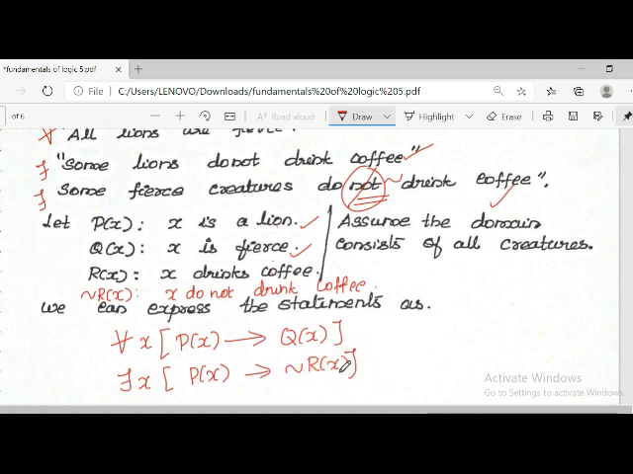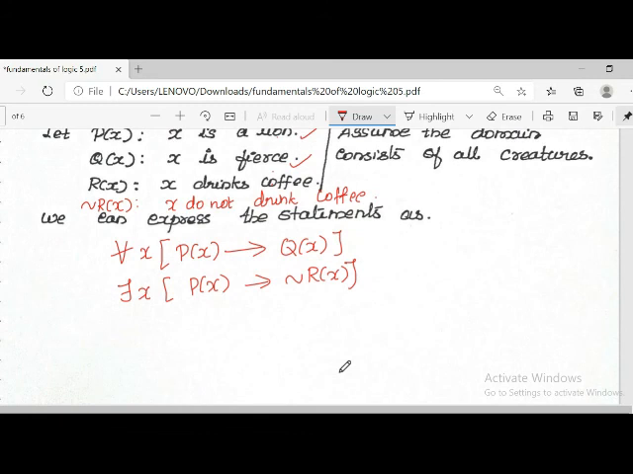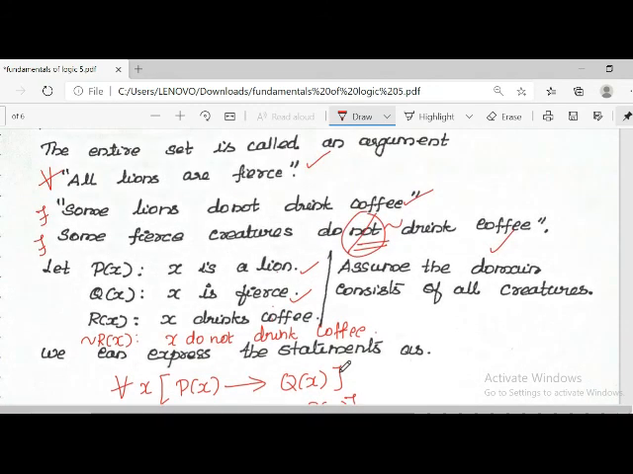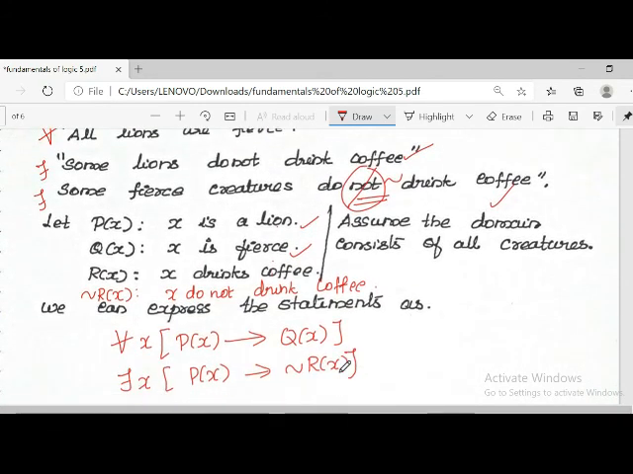Now how can we express the third statement? The third statement: some fierce creatures do not drink coffee. Some do not drink coffee. That is given here. Do not means negation R of x. So this is negation R of x. This is some, so there exists, fierce means it is Q of x. So how can we write? Some fierce creatures do not drink coffee. So this is the conclusion.